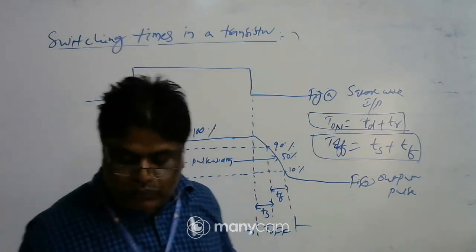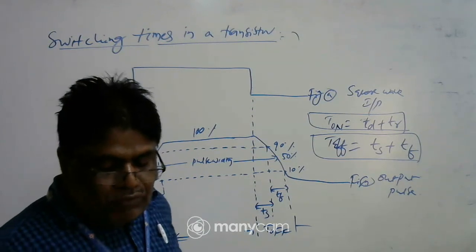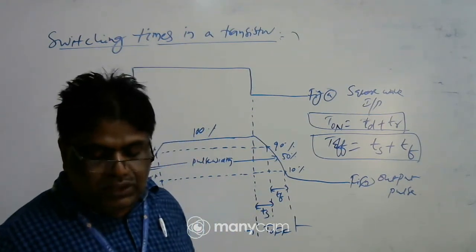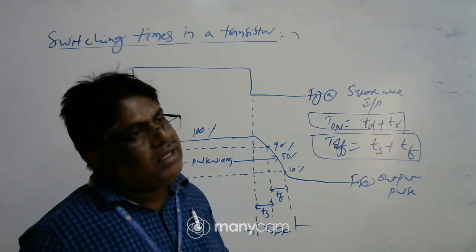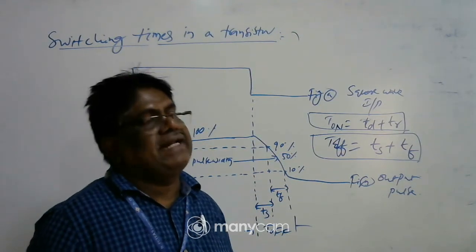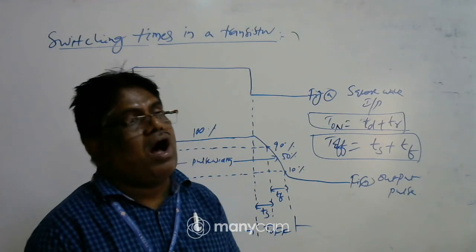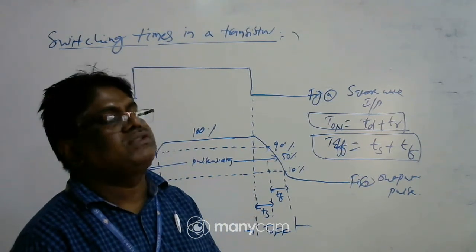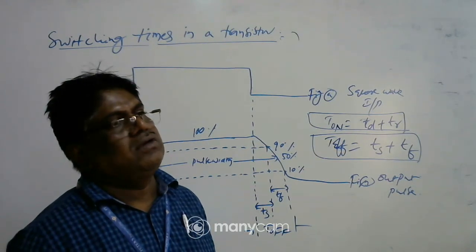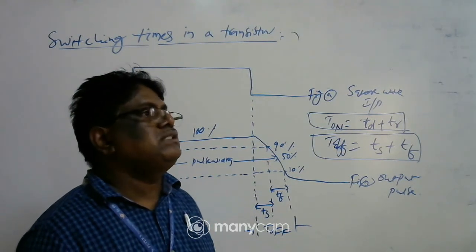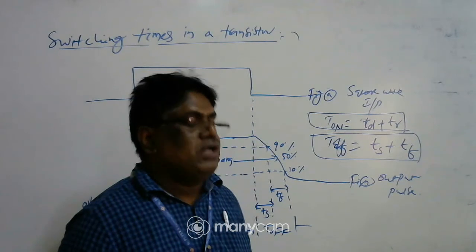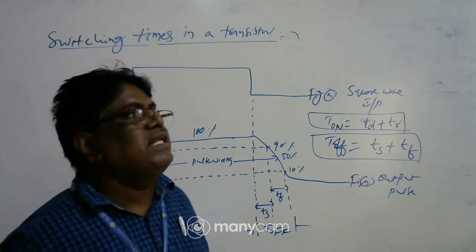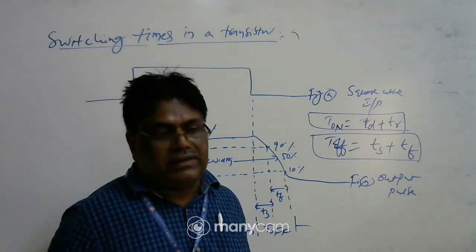Very important. For example, in a transistor the on time is 40 nanoseconds. Off time is 75 nanoseconds. Okay, so this is the switching times of a transistor. Thank you.